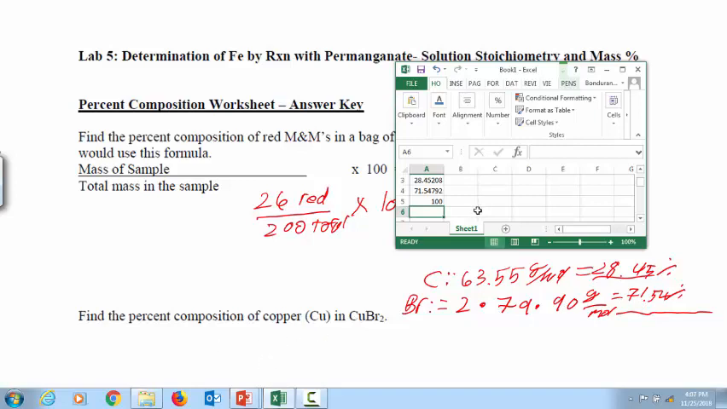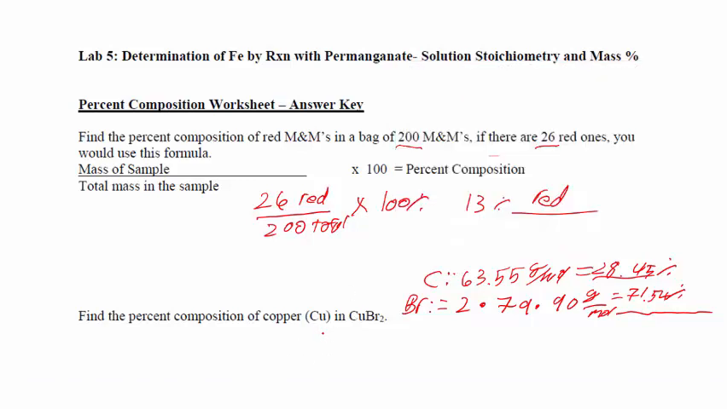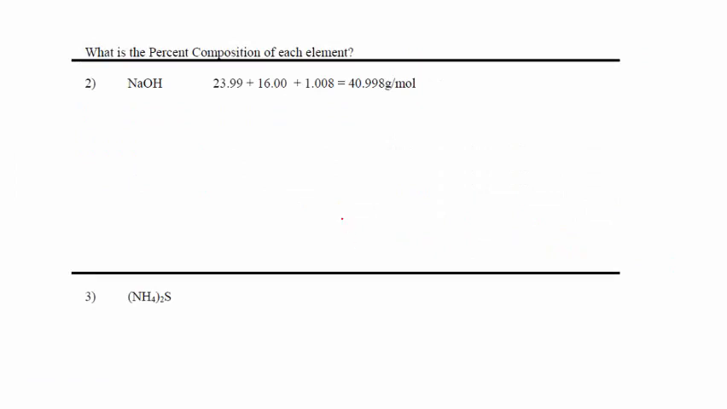Okay, so let's go ahead and go to the next page. Now some more percentages. Here we have 23.99 for the Na. This is oxygen and this is hydrogen. And the total is 40.998. Again, the first thing you do is figure the molar mass of the whole compound. So that is Na, oxygen, and hydrogen. There we go.